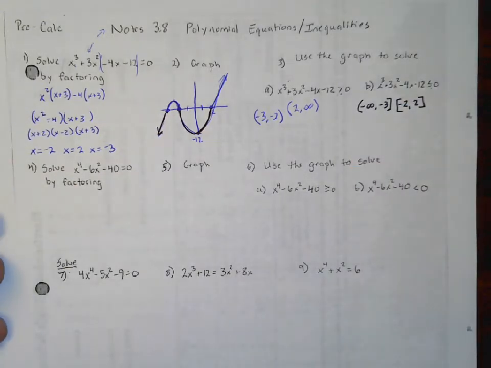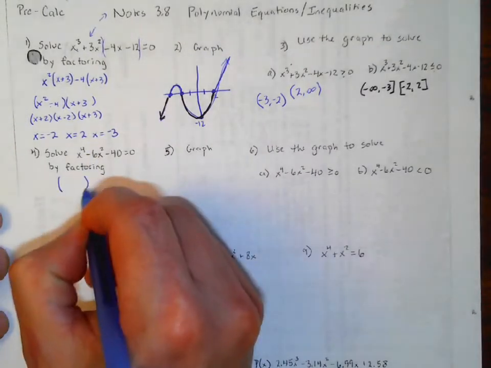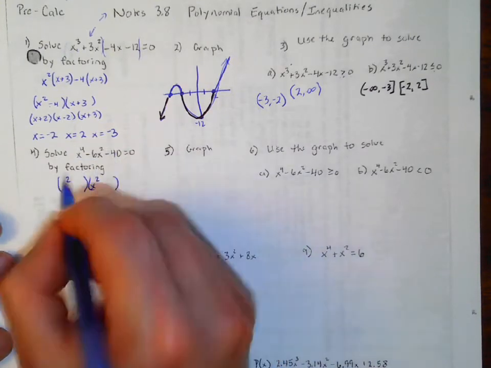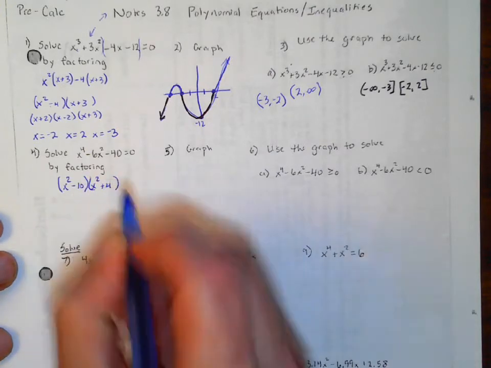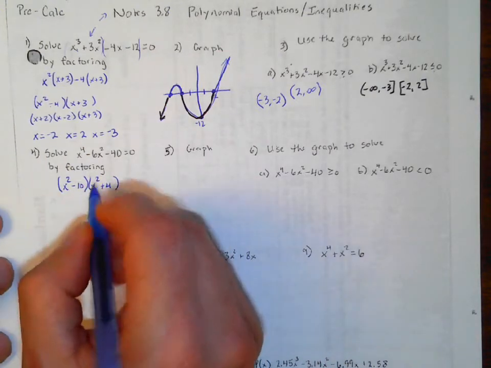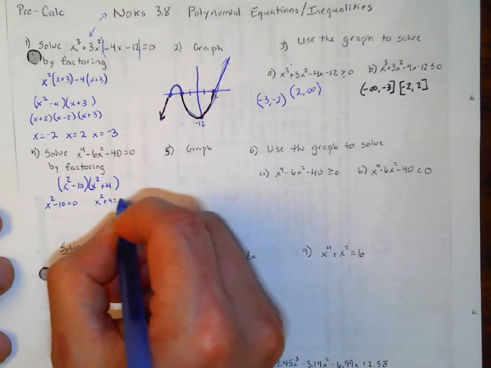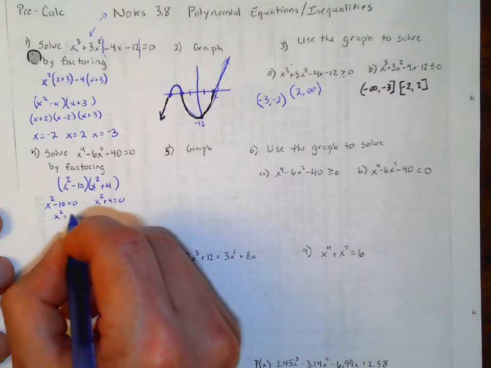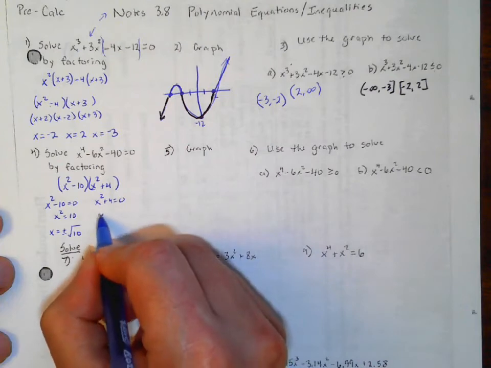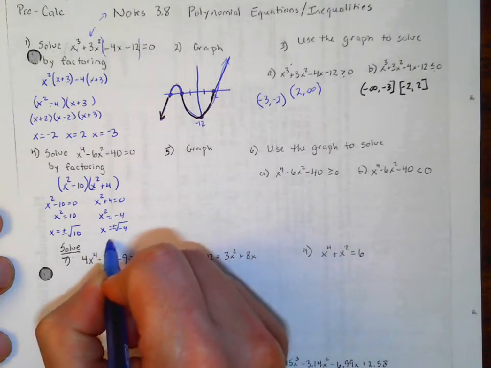Okay, next problem. Solve this by factoring. Okay, when there's three terms, we set up our two parentheses. x squared times x squared, and negative 10 and a positive 4. Gives me what I need there. Now neither of those can be factored, so we'll just solve them now. So I add the 10 over, take the square root, so we get plus or minus the square root of 10. And this one, we get negative 4, take the square root, we get plus or minus the square root of negative 4, which is plus or minus 2i.